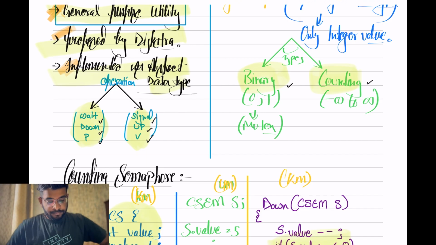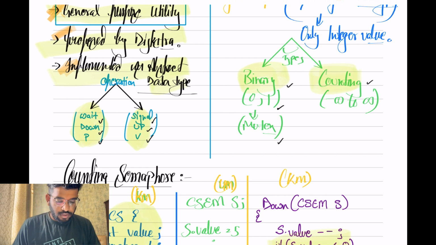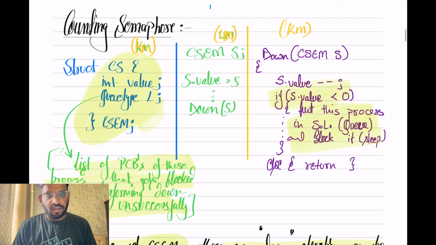Good morning. Today we are going to learn about the important topic named semaphore variable. Semaphore variables are blocking constructs. It is an OS based synchronization mechanism. It is used for multiprocess solutions. It is a general purpose utility.